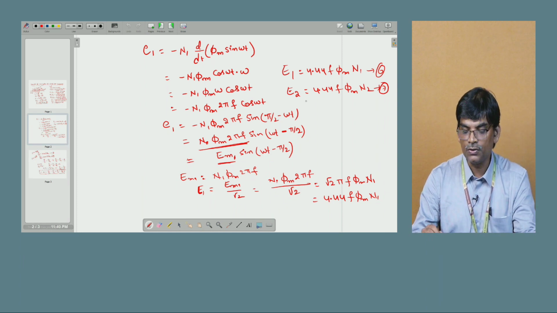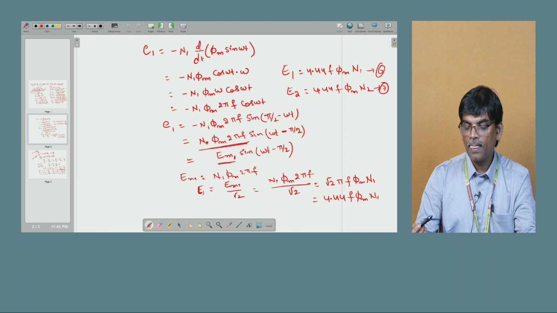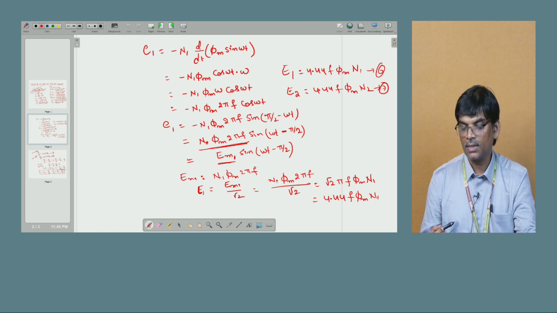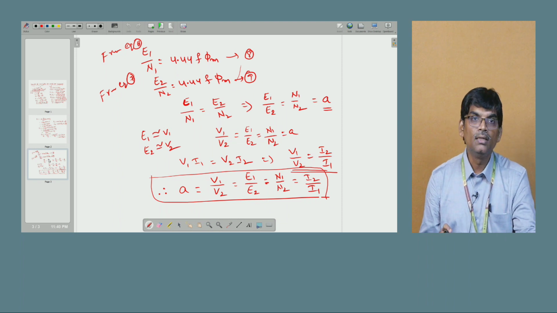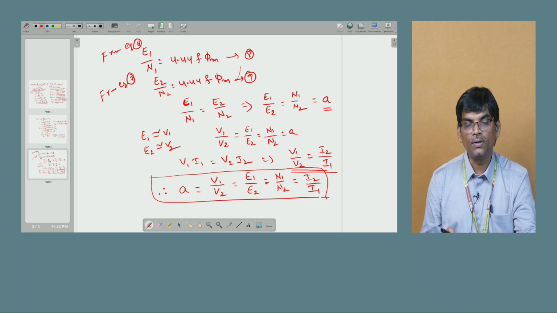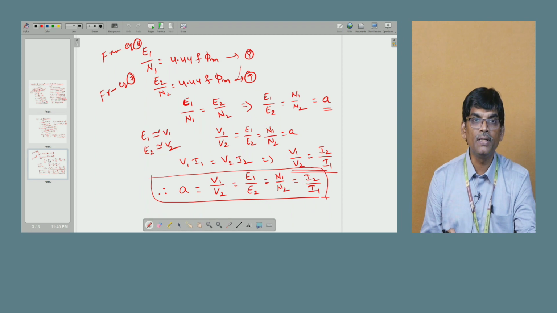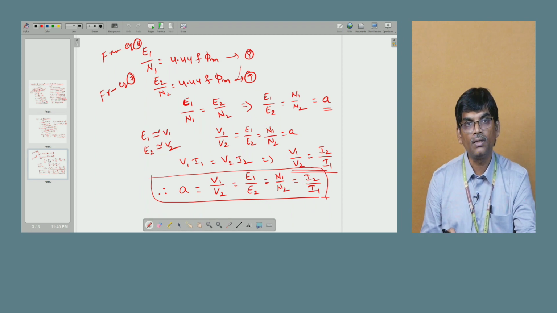Similarly, the secondary side induced voltage is equal to 4.44 times frequency times phi m times N2. From these equations we calculate the per turn voltage, and we observe that the per turn voltage on both sides is the same. That's why, if the secondary number of turns is more compared to the primary winding, it acts as a step up transformer, and if the secondary turns are less compared to the primary turns, it is called a step down transformer. Thank you.